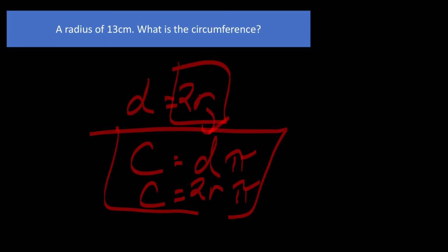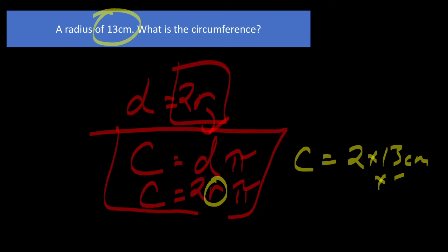So if I was going to solve this problem, I would substitute this in for the radius. The circumference equals 2 times 13 centimeters times pi, and that would be 26 times pi. So 3.14 times 26 is going to be equal to 81.64 centimeters.